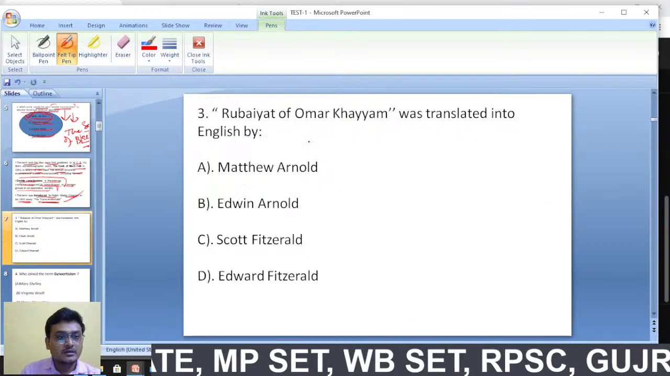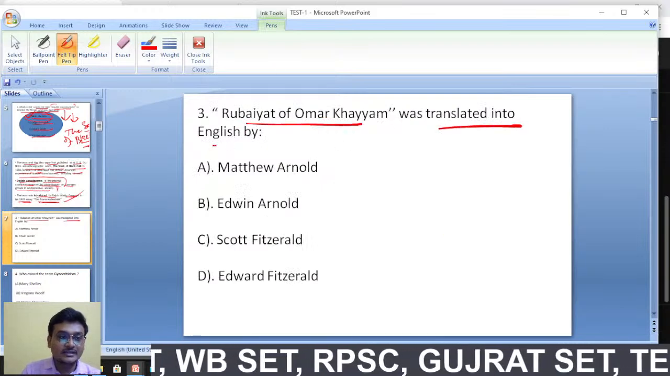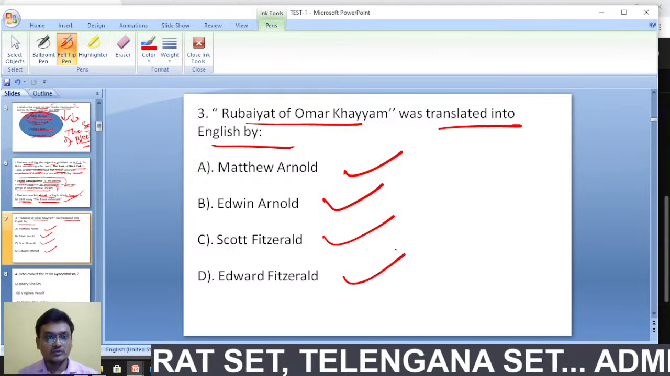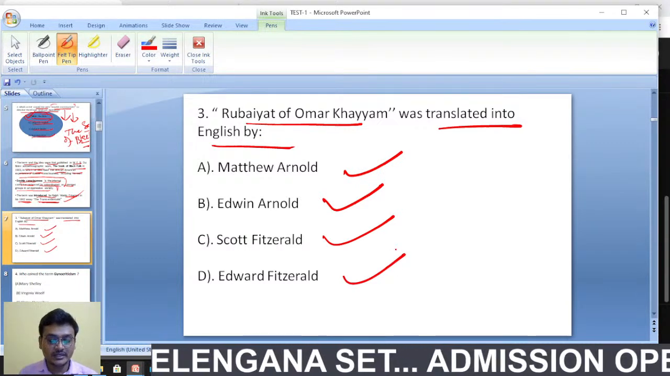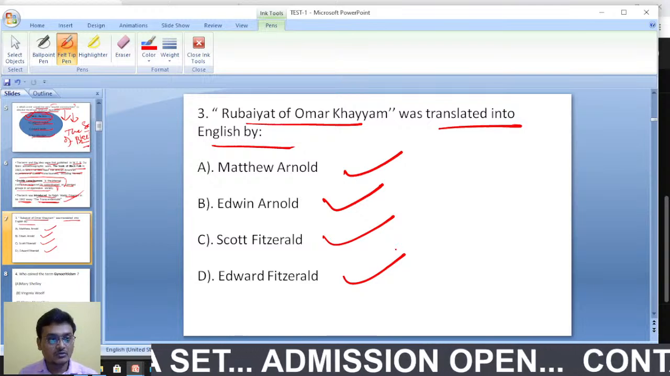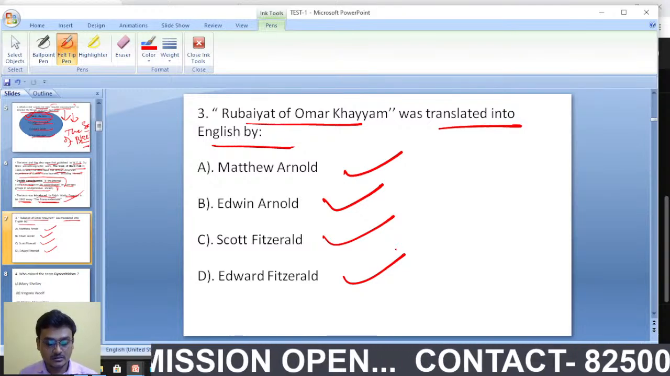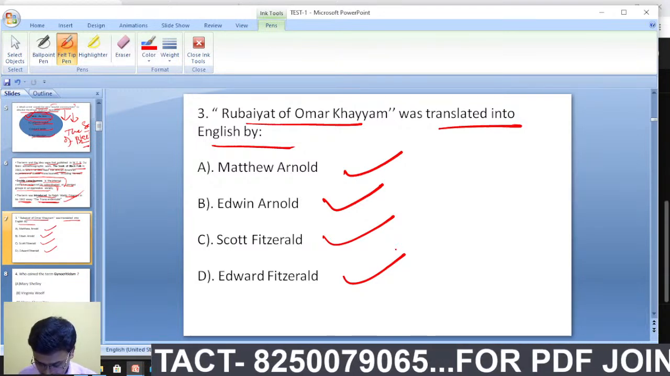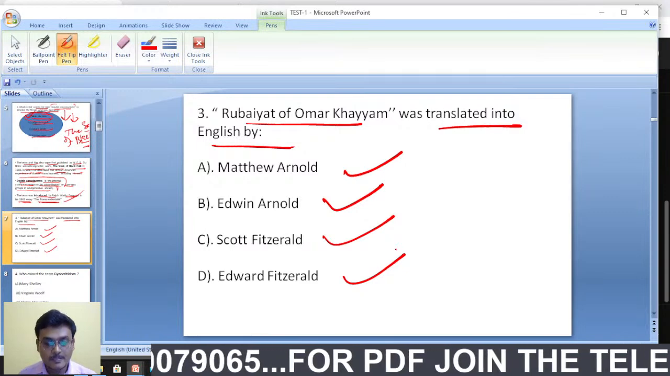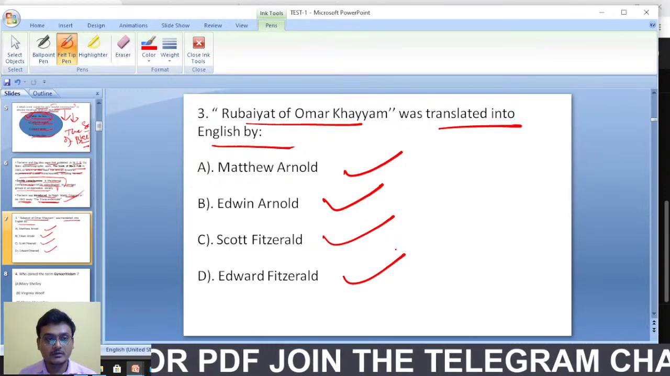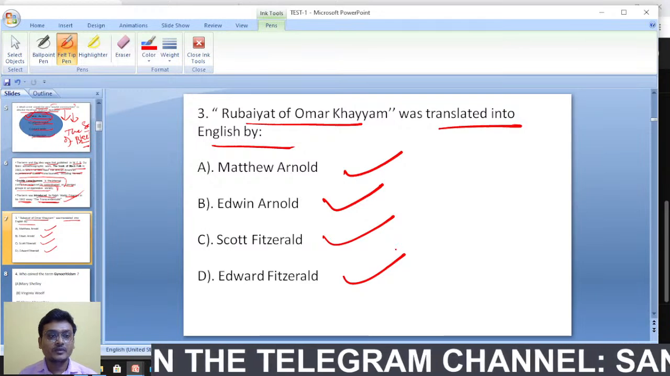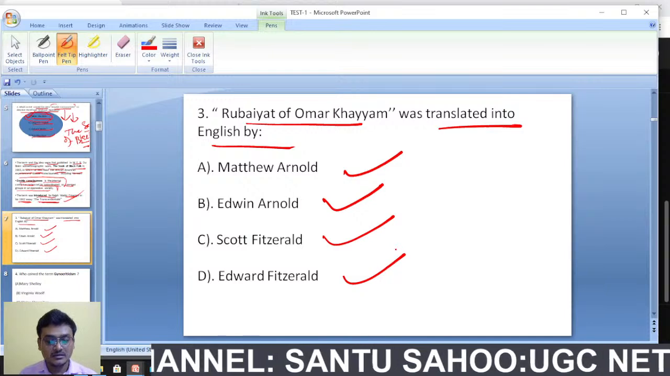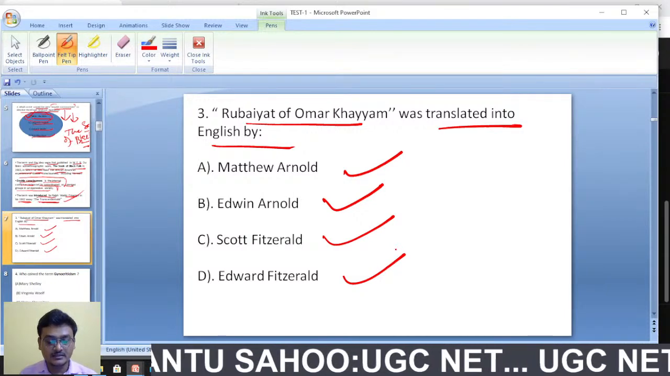Okay. Rubaiyat of Omar Khayyam was translated into English by Matthew Arnold, Edwin Arnold, Scott Fitzgerald, Edward Fitzgerald. Who translated Rubaiyat of Omar Khayyam into English? 186 is actually a good mark for an OBC candidate as well. Let's wait for the final MP answer key.